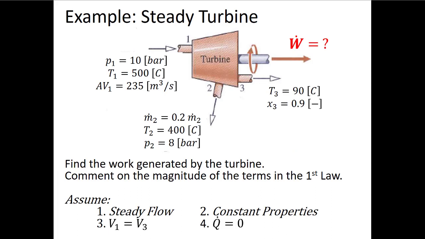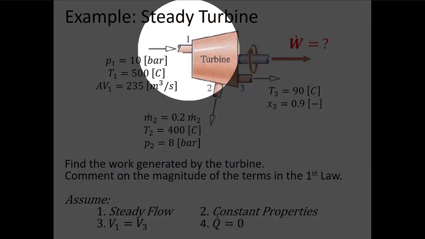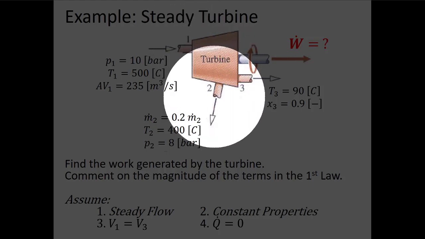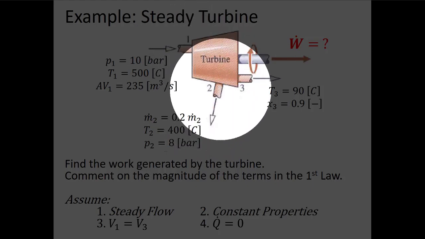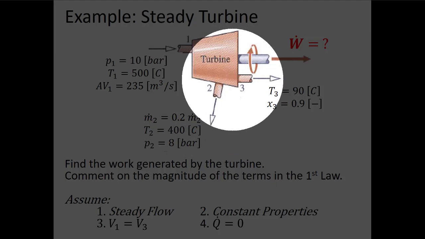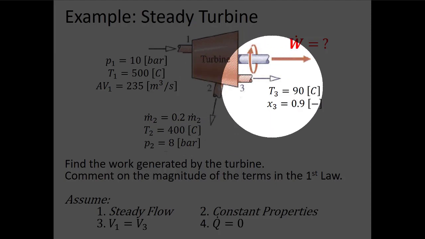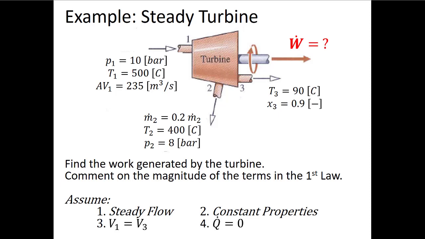So now I want to show you how we do an example for conservation of energy. Now this example you may remember because we did this same example for conservation of mass. If you remember, we had 100% of the mass flow rate coming in at the inlet, 20% of the mass flow rate going out at outlet 2, and that means that from conservation of mass, the rest, the 80% of that mass, went out at outlet 3. So we did conservation of mass on this problem already, but now we're asked to find the work generated or the power generated by the turbine.